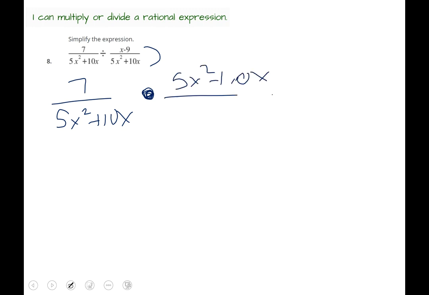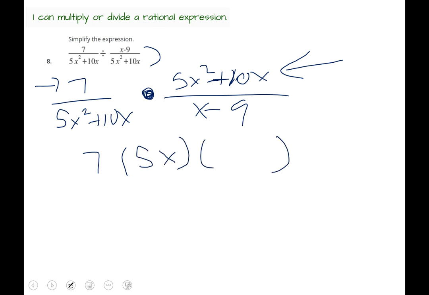All right, this time we have a division sign. So before I actually do anything, I have to take the second expression, flip it, change it to the reciprocal, and switch to multiplication. So 5x squared plus 10x over x minus 9. All right, so the 7 is just going to be a 7. I'm going to look at this, and this is a plus sign, and this was a 10. I'm going to take out the greatest common factor, which looks like a 5x. And then when I divide that out, I'm left with x plus 2.